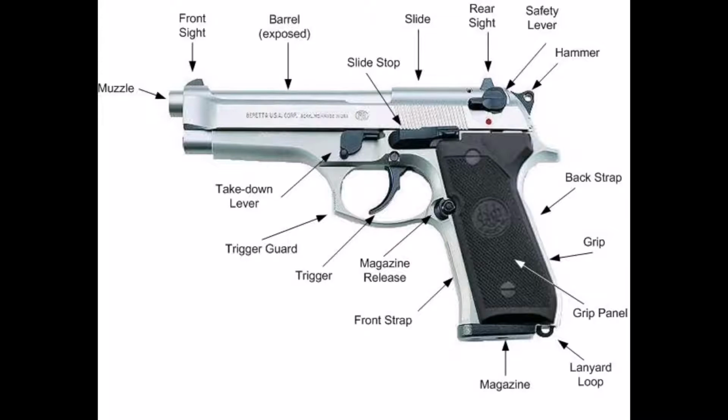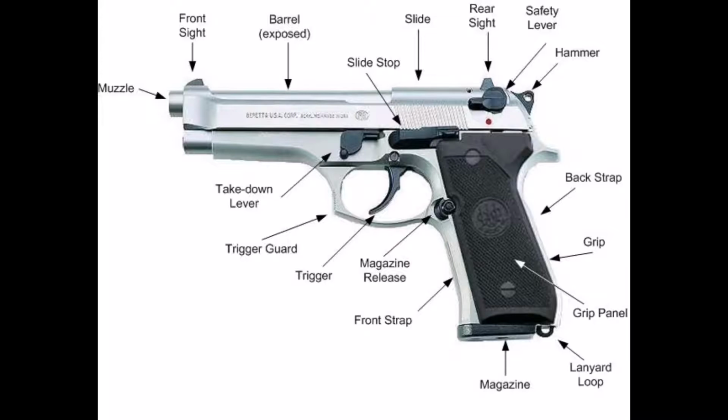In terms of other names and parts of a handgun, we can have the rear sight, slide stop, front sight, grip safety, and apart from that, take down lever, slide, back strap, front strap, and lanyard loop.